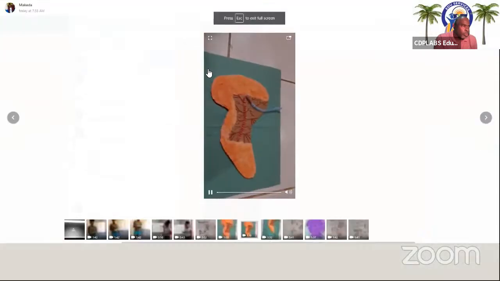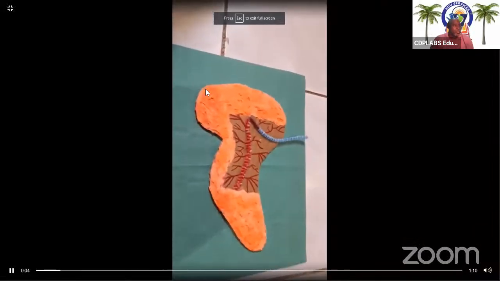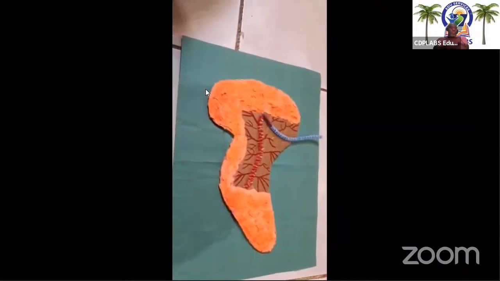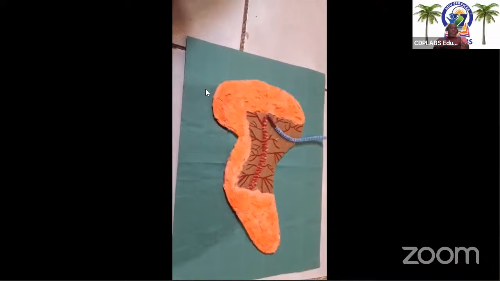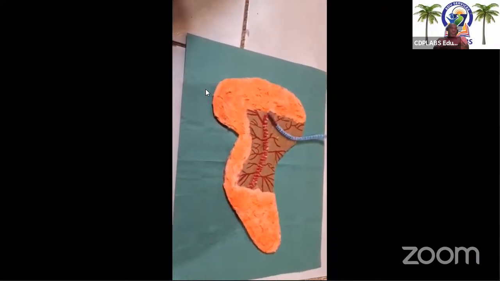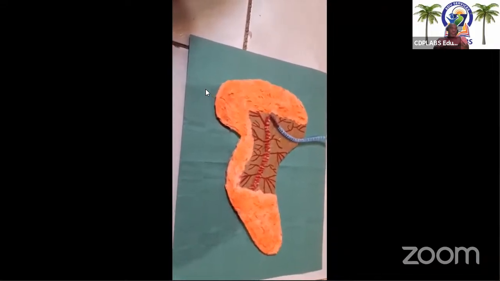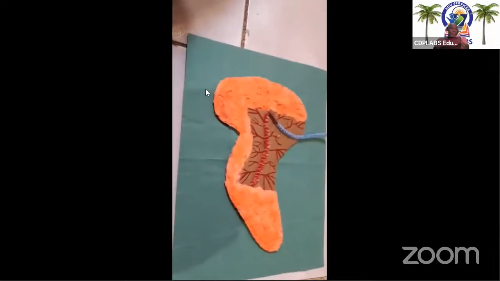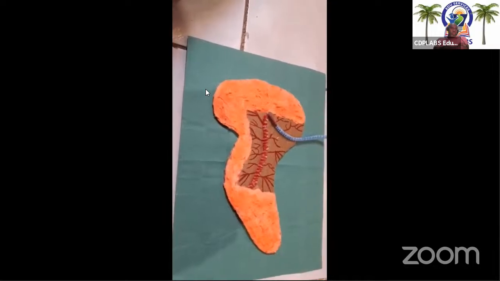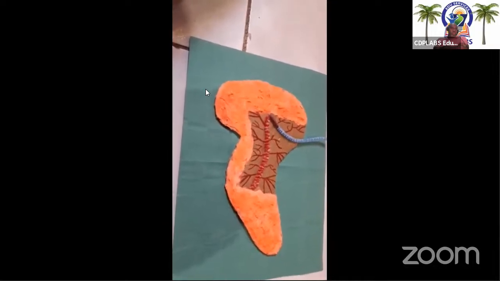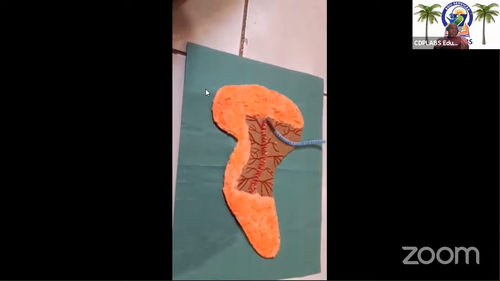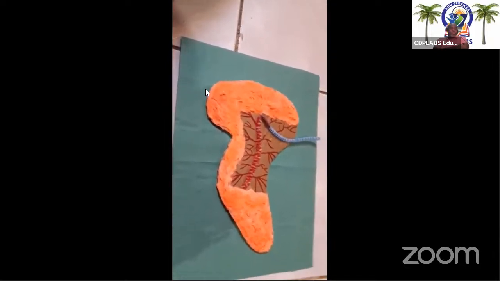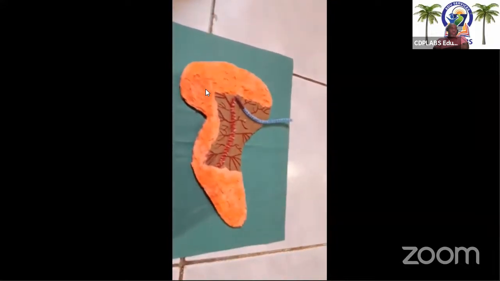They are not the same. Why? Because with type 1, the body attacks the cells in the pancreas. That means it cannot make any insulin, and it is most common in children and young adults. On the other hand, type 2 is when the body is not able to make enough insulin, or the insulin it does make does not work properly. Let me show you what I'm talking about.